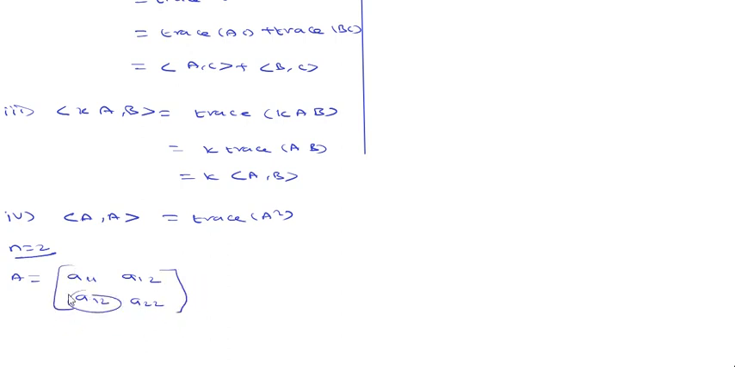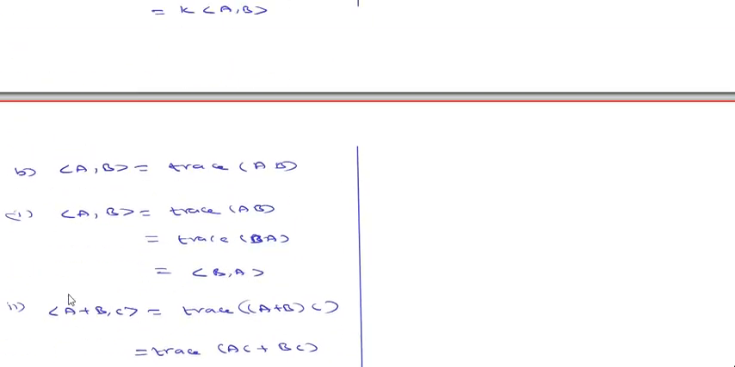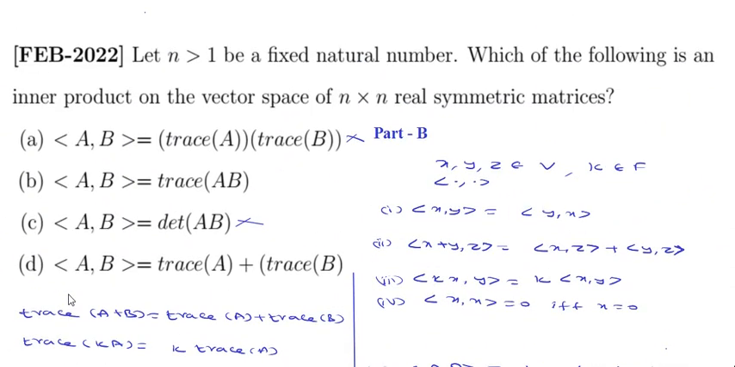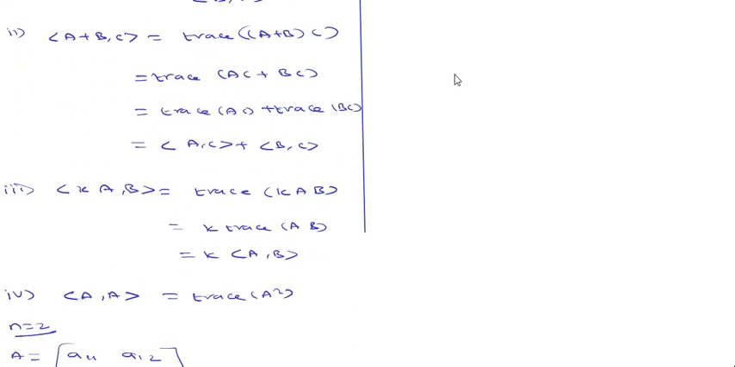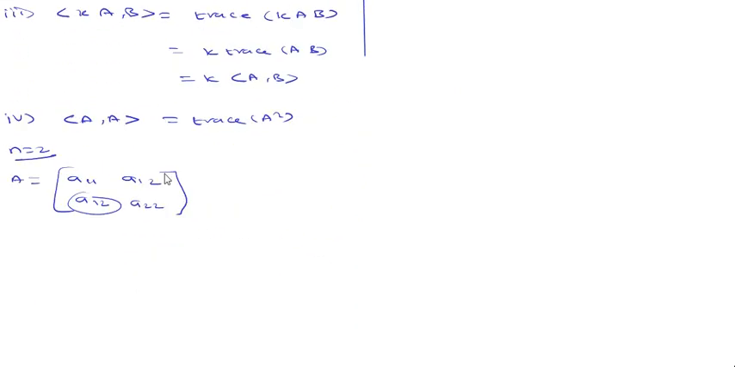Now we will see why we have A12 here, because it is given that our vector space consists of real symmetric matrices. By definition, a matrix A is said to be a real symmetric matrix if A is equal to A transpose. Therefore, these two symmetric entries are the same.